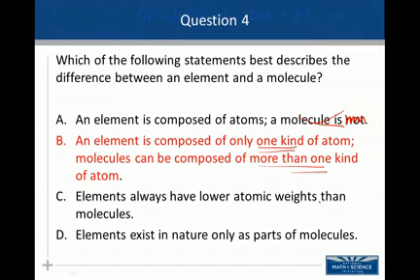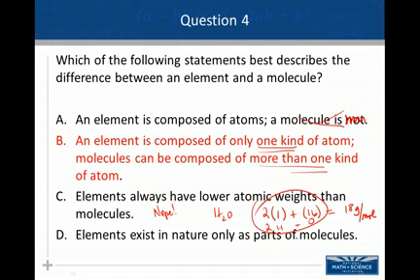Elements always have lower atomic weights than molecules. Nope. They have the combined atomic weight of its constituent parts. So if I have H2O, hydrogen, two of them, they weigh 1 each, plus oxygen, which weighs 16, and that makes a total of 18 grams per mole. So it's the sum of the constituent parts, 2 H's plus an O. Elements exist in nature only as parts of molecules. No, they're not parts of molecules. Elements just exist in nature as elements.